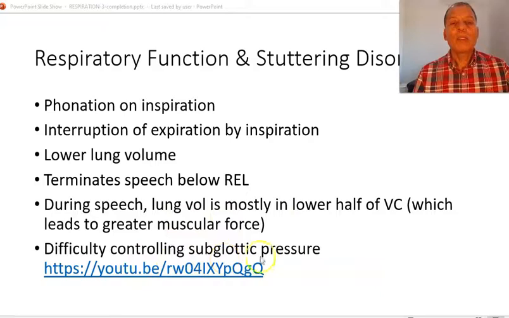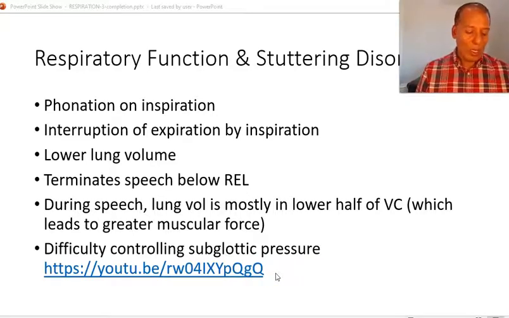And they have difficulty controlling subglottic pressure. Remember, subglottic pressure is what drives vocal fold phonation, vibration. And if you decrease it or increase it too much, that's going to affect the speaking. Here are a number, a whole set of cases that you could see, and you can see they speak about their own stuttering and how they feel about it.